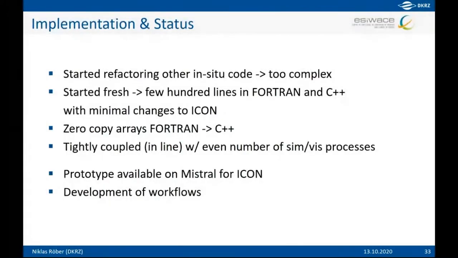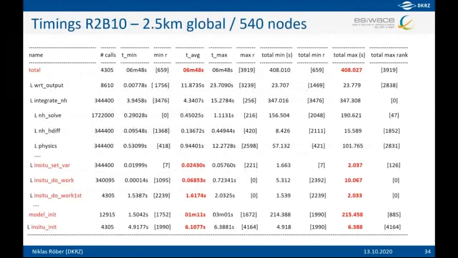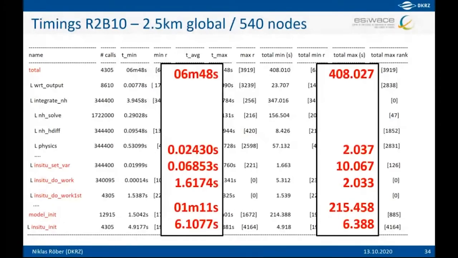I will skip over the implementation and the status for now and focus on this, I think, almost last slide of mine. Here you see the timings that were needed for this in-situ visualization. It's a very high resolution 2.5 kilometer global simulation that was running on 540 nodes of Mistral. The simulation wasn't really very long because we just wanted to figure out how long the startup and the rendering of one time step take, and how much in situ is actually costing us. So in total, everything was running for 6 minutes. The initialization of the model was 1 minute and 11 seconds. The initialization of the in situ libraries was 6 seconds. 6 seconds is quite a bit, but you only have to do this once.